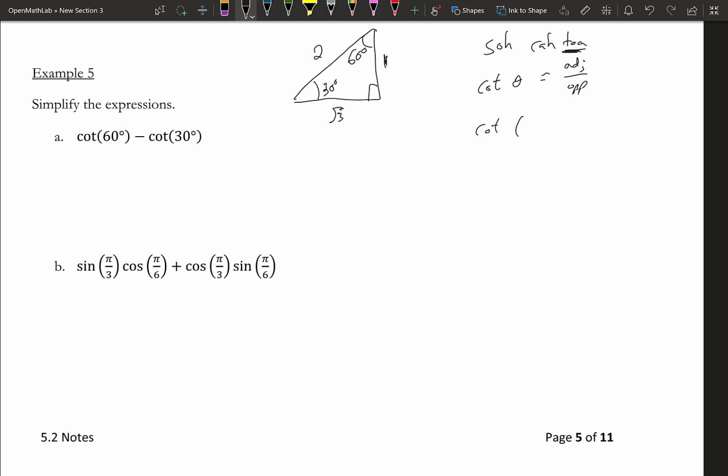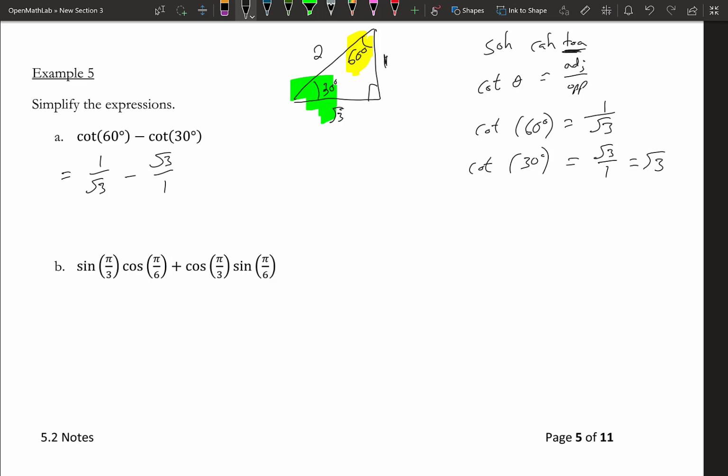So cotangent of 60 degrees is going to be equal to, so we're focusing in on here at 60 degrees. So the part that's adjacent would be 1, and the opposite would be radical 3. Right? And then cotangent of 30 degrees. So now we're focusing in on here, right? The green. So we want to go adjacent, which is radical 3, over the hypotenuse, which is 1. So this is just radical 3. Right? So filling this in, this would equal 1 over radical 3 minus radical 3 over 1.